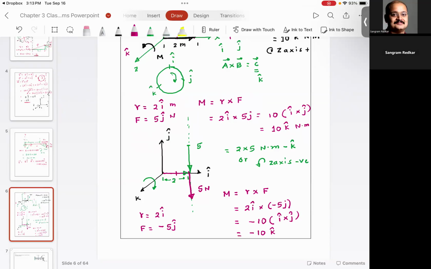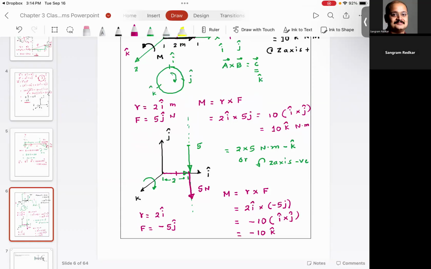Everyone understood this? Now, one interesting case is in this particular problem, my radius was aligned with x, my force was aligned with y, but it doesn't have to be. As long as both the vectors are represented in a consistent coordinate frame, it should work.